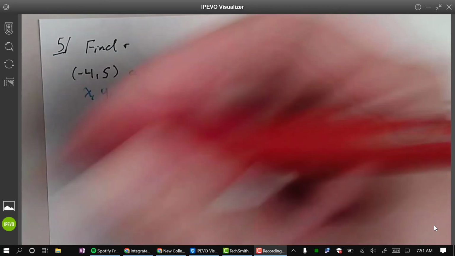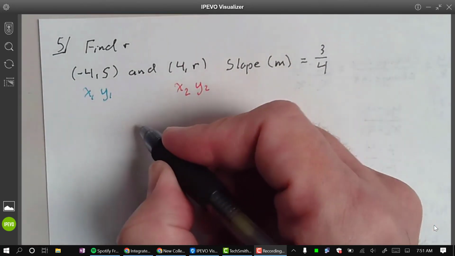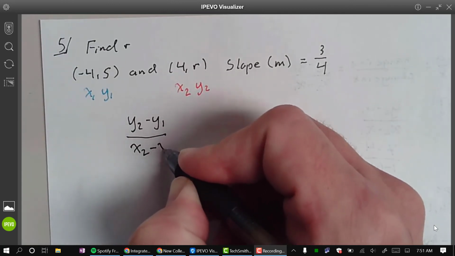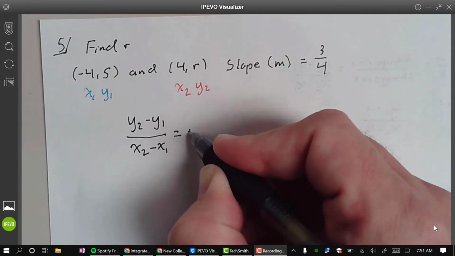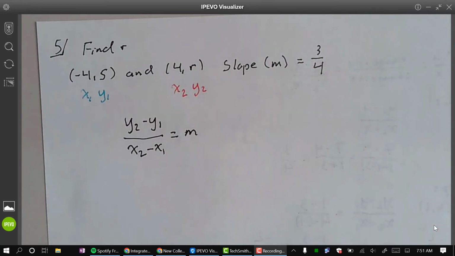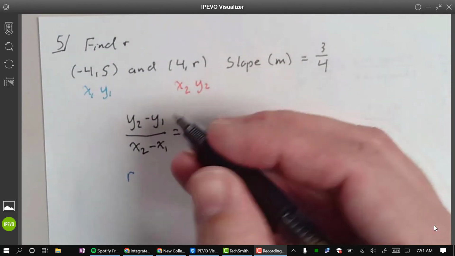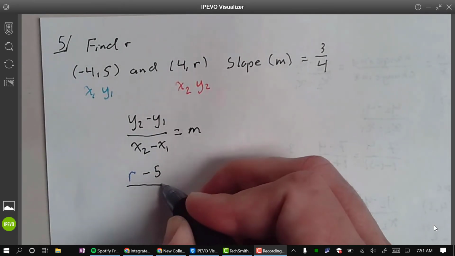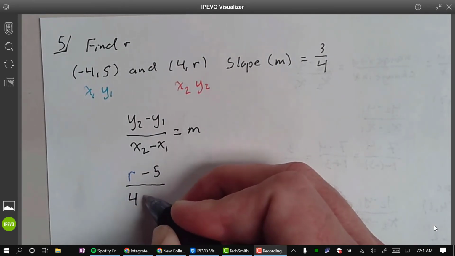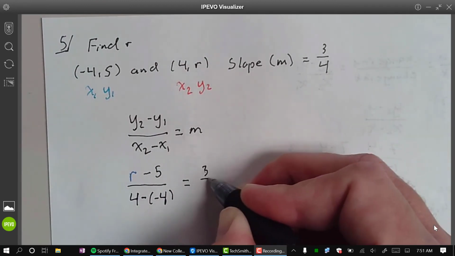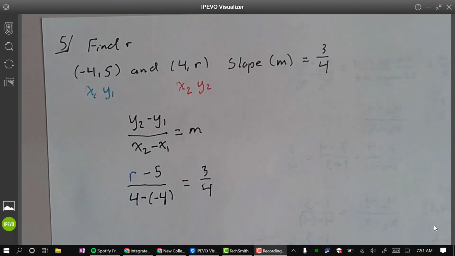And I say, okay, that's fine. I can work with this because I have my formula of y2 minus y1 divided by x2 minus x1, and that equals m, which is the letter that represents what a slope is. So let's start putting in what we have. So our y2 is r this time. So this is going to be r. Our y1 is 5, minus 5. Divide by x2 is 4 minus -4. Equals our slope, which is 3 over 4.